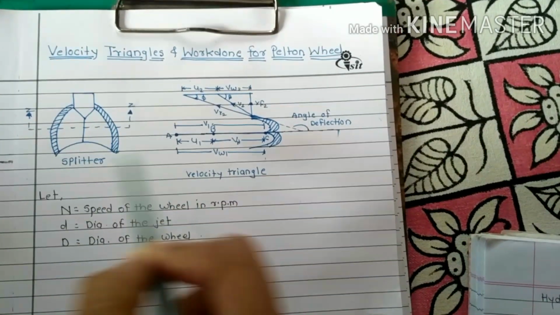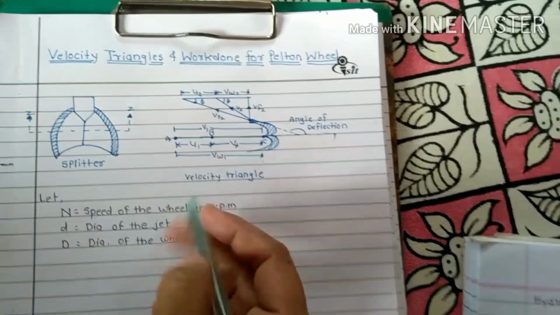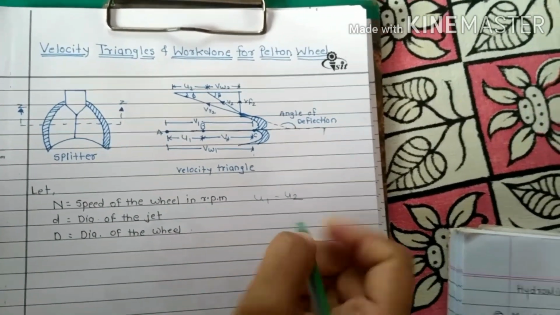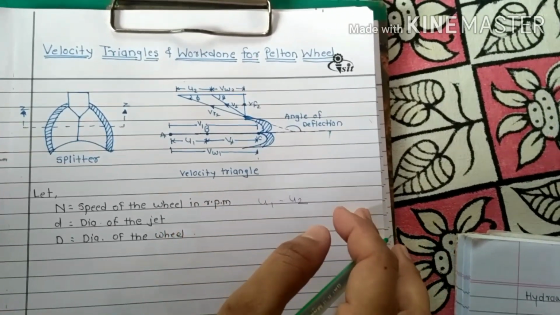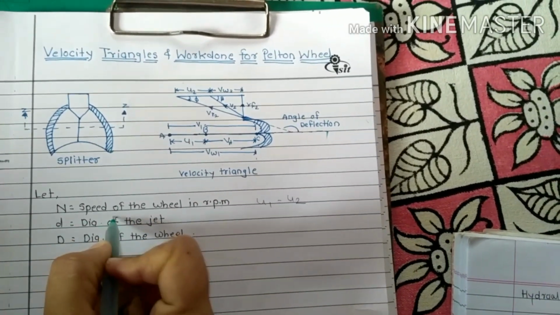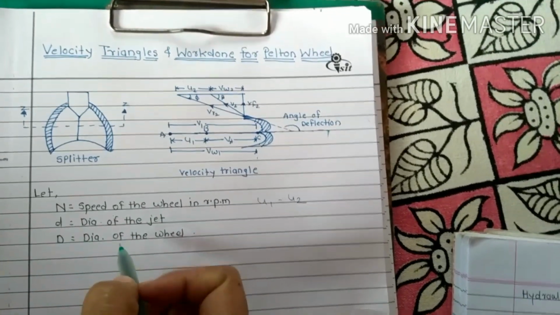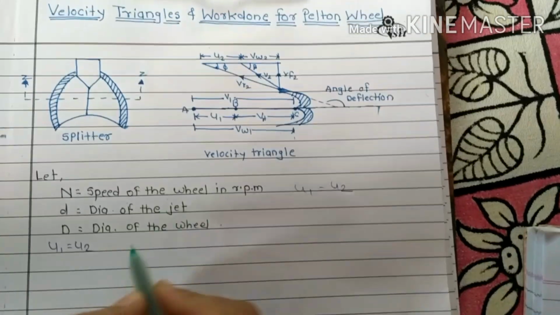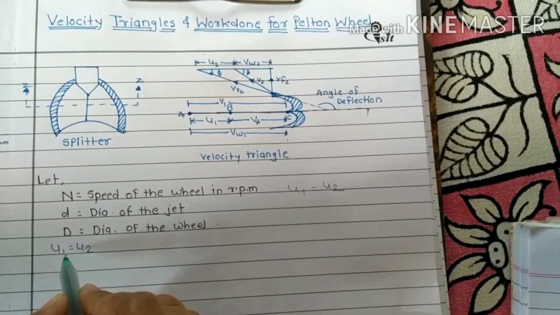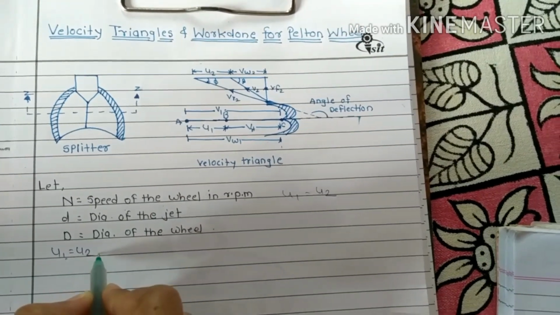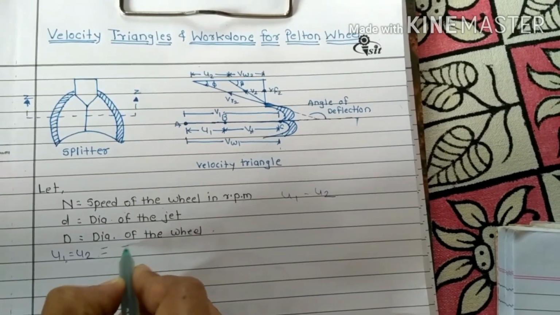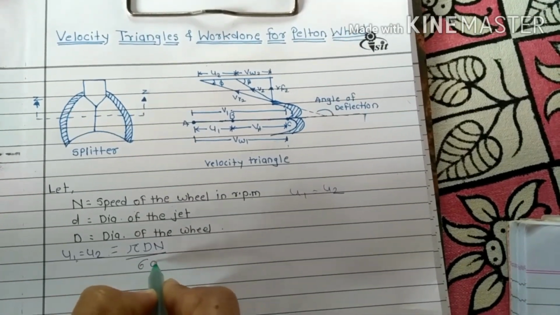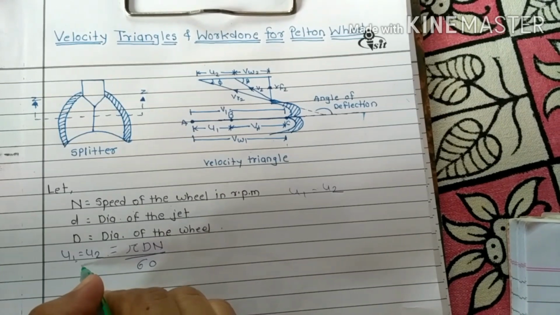Now as there is only a single wheel in the turbine, so there is no change, so u1 is equal to u2. Remember this thing, that u1 is equal to u2. Now let small d is the diameter of the jet and capital D is the diameter of the wheel. Now as the diameter is same for the runner, so velocity of the runner at inlet and outlet is same, and we can calculate this by using simply formula pi D N upon 60. So this formula we have to use to calculate the value of u1.